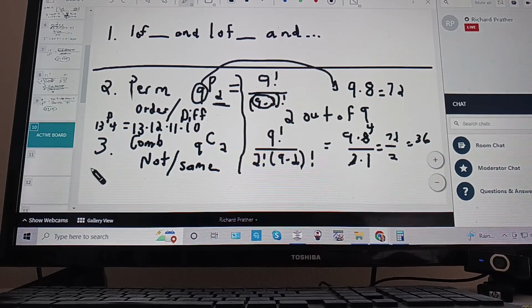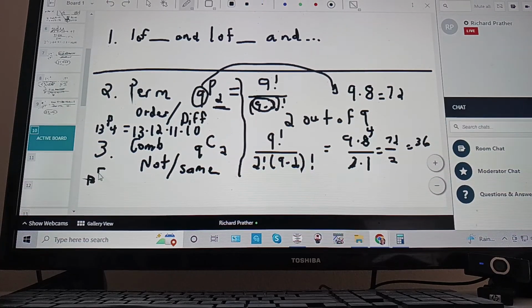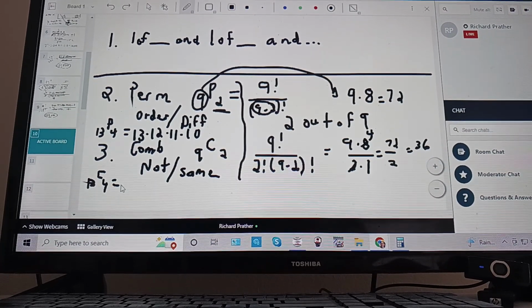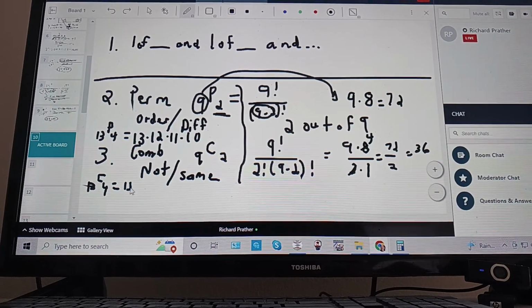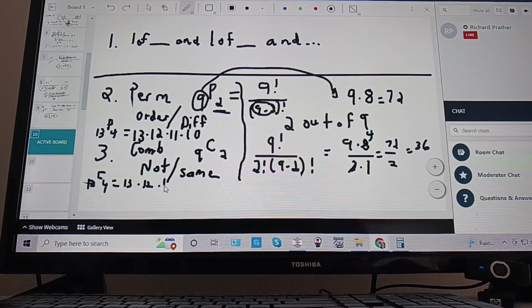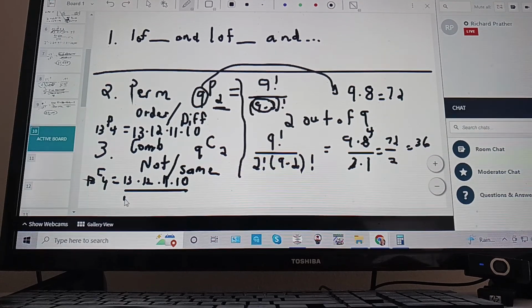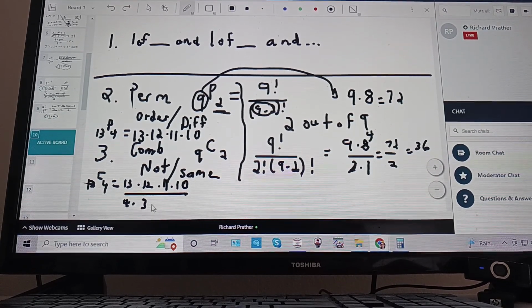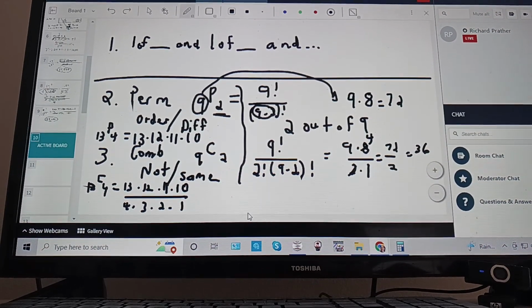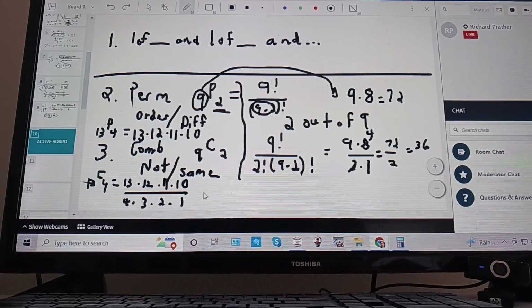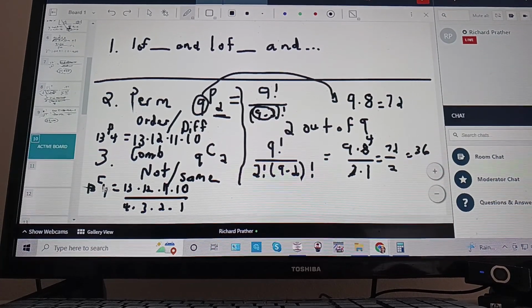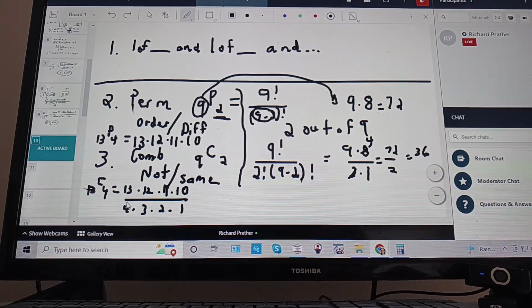If you get a combination like 13 combination 4, first you do it like a permutation, and you do 13 times 12 times 11 times 10, stop after 4 numbers, and then divide by 4, 3, 2, and 1. So I won't calculate these because they're not the problem we're doing, but that's the idea. That's the shortcut to doing permutations and combinations.